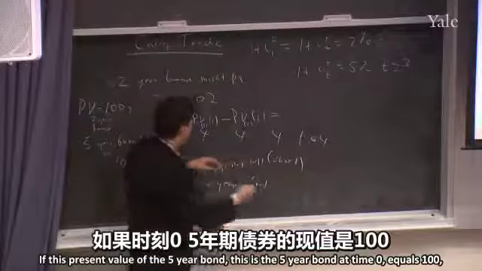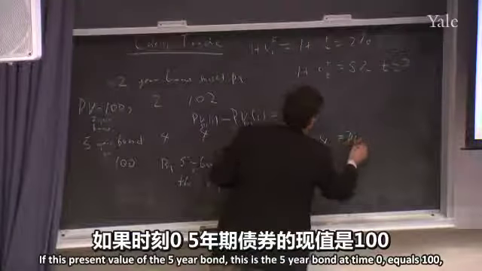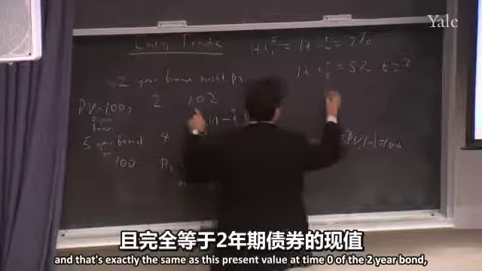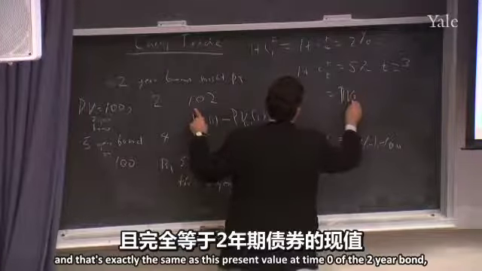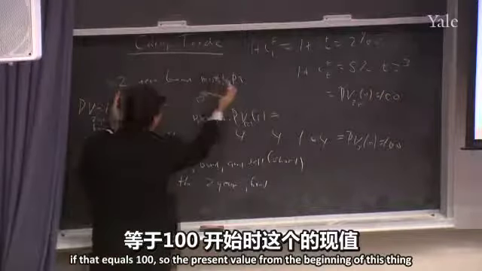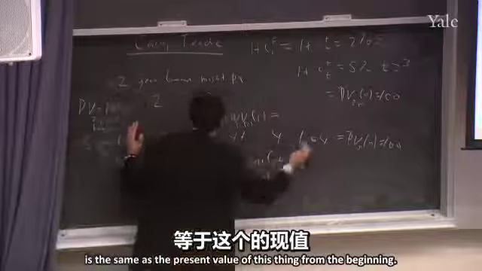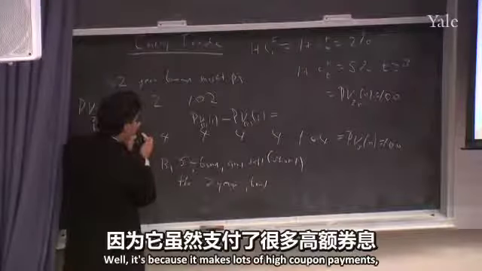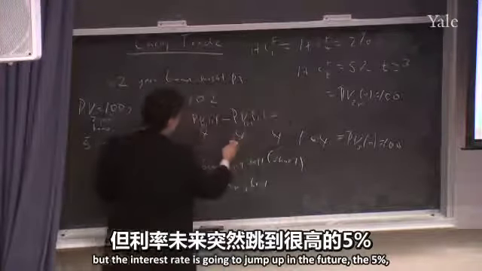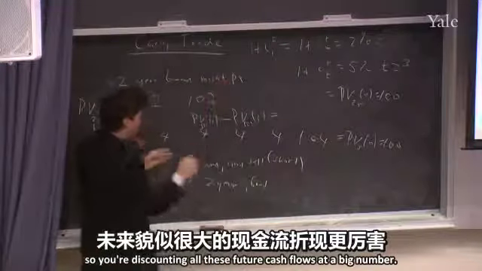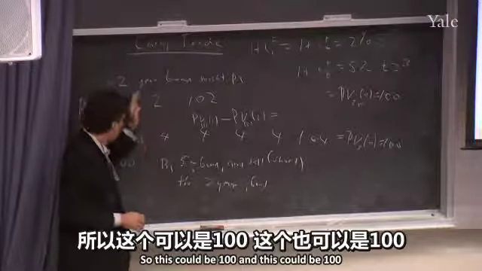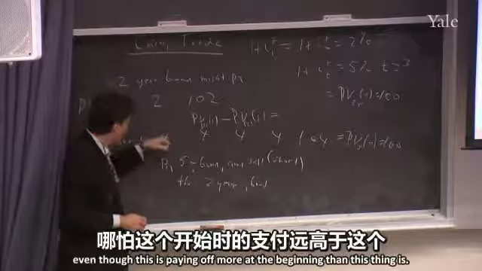If the present value of the 5-year bond at time 0 equals 100, and that's exactly the same as the present value at time 0 of the 2-year bond, if that equals 100, so the present value from the beginning of this thing is the same as the present value of this thing from the beginning, how could this thing have value 100? Well, it's because it makes lots of high coupon payments, but the interest rate is going to jump up in the future to 5%. So you're discounting all these future cash flows at a big number. So all these things present valued could well equal 100. So this could be 100 and this could be 100, even though this is paying off more at the beginning than this thing is.